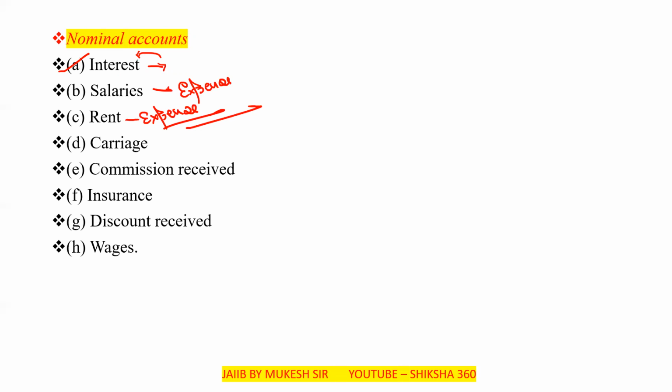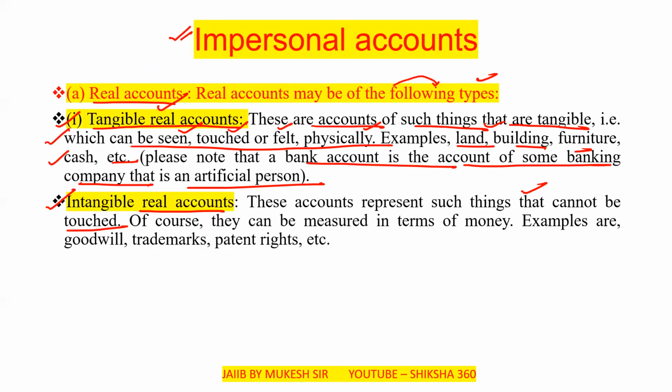So the rent account is an expense account. Interest account, we can say, is an income account. Commission received is also one of the incomes. Discount given is an expense. Wages to the workers is also an expense. So in this way these are to be divided.